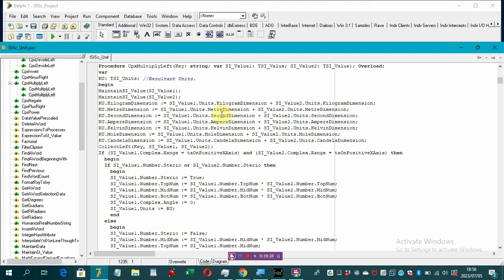You see, there's all your meter dimensions handled. You see, if you multiply, you add. You see that plus sign there. You add the candela dimension to the candela dimension, the kilogram dimension to the kilogram dimension, on both sides of the multiplication sign. So very interesting. Okay.